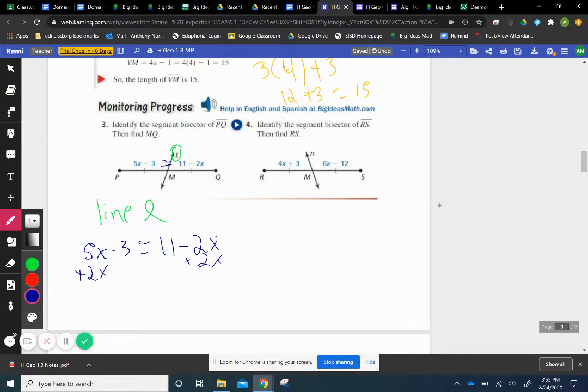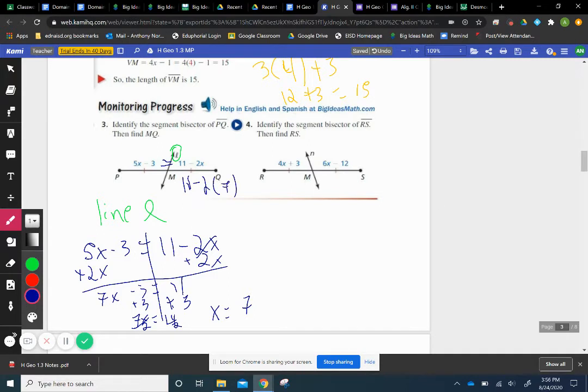Plus 2x, gets rid of that, brings it down. 2 plus 5 is 7, keep the x. Minus 3 equals 11, opposite of minus is plus. So we have 7x equals 14, divide by 7, x equals 2. So now we have x equals 2, we can find MQ. How do we find MQ? We can plug it into here. So we have 11 minus 2 times 7.